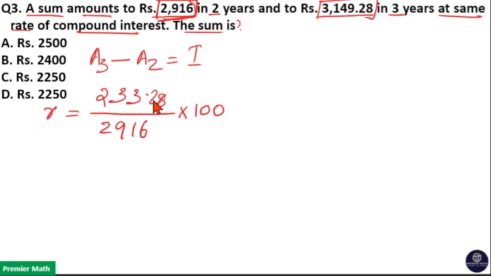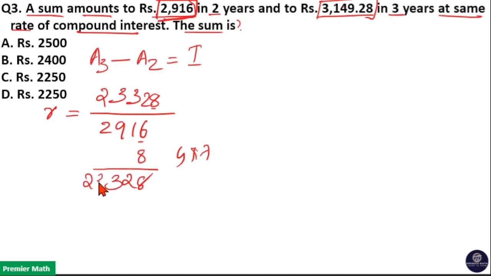Now, multiply numerator with 100. Now, you can see here unit digit 6, here unit digit 8. So, if I multiply 6 with 8, I will get unit digit 8. So, here 6, 8, 48. This is 2916 into 8 will become 23,328. So, here rate of interest is equal to 8%.